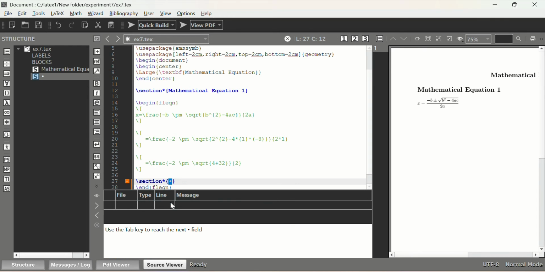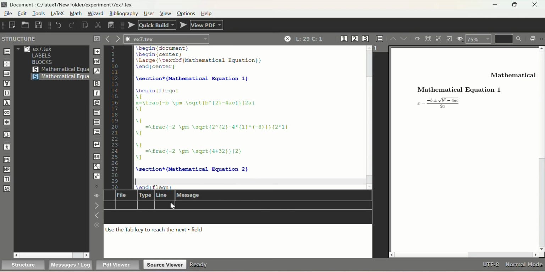Now let's begin our second section, that is our second equation. Let's give the title as second subheading as mathematical equation 2. And now let's begin our second set of equations. So we have to be careful in the second set of equations, as we use a lot of mathematical symbols in this set of equations.